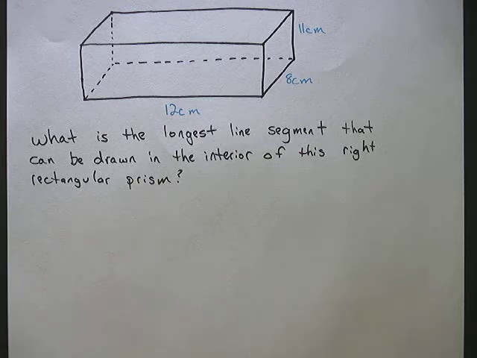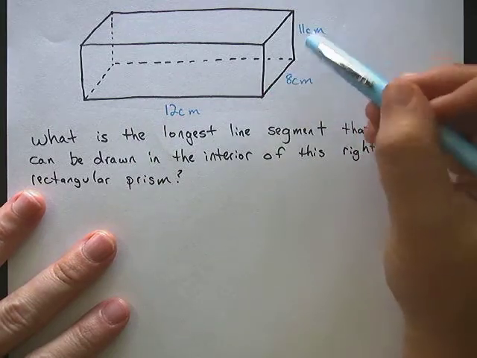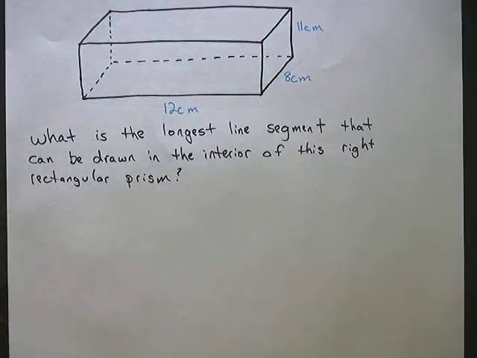In this problem, we're given a right rectangular prism, and we're asked to find the longest line segment that can be drawn in the interior. This right rectangular prism has a base of 12 centimeters by 8 centimeters and a height of 11 centimeters. So what is the longest possible line that you can draw in the interior of that box?